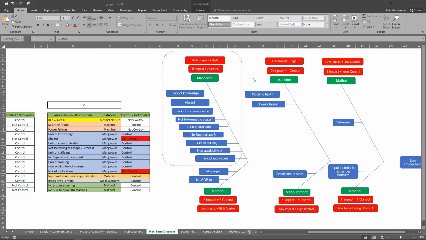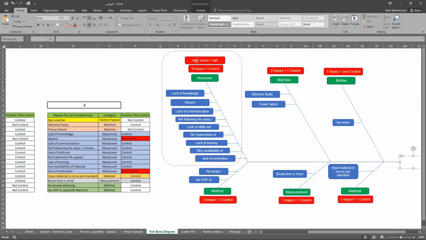Once you look at the fishbone diagram, immediately you can realize and identify the root cause. From this picture, the root cause is the manpower. Why is it the manpower? Because we have more X's than in any one of the 6 M's. The most problems we have are in the manpower. So you need to fix the manpower, and then your low productivity will be solved.